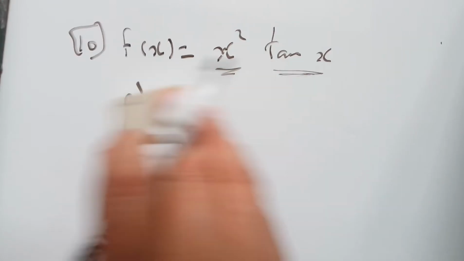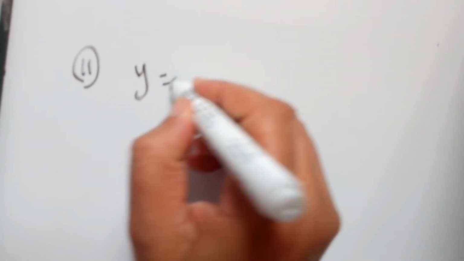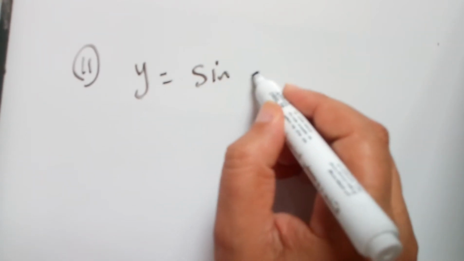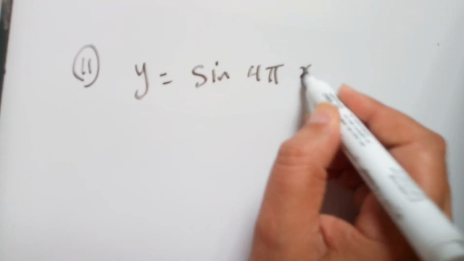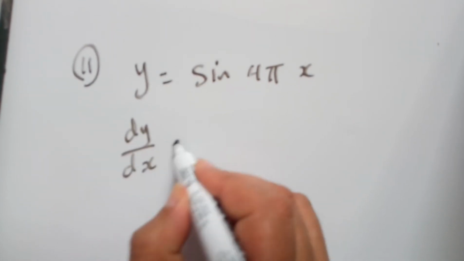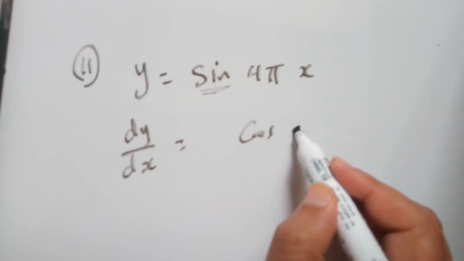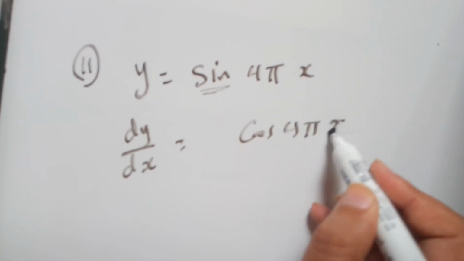Okay. Number 11. What is the derivative for y is equal to sine 4 pi x? What is the derivative for this function? dy/dx is what here? Then the derivative for sine is cosine 4 pi x.